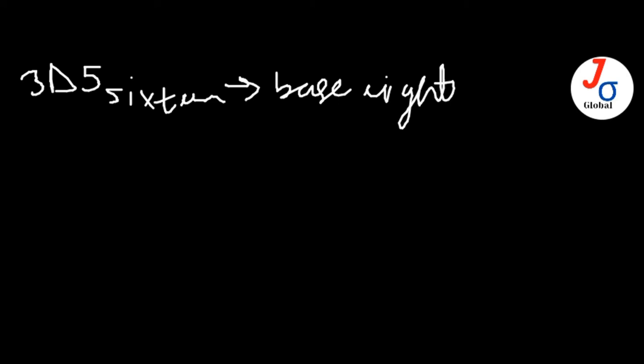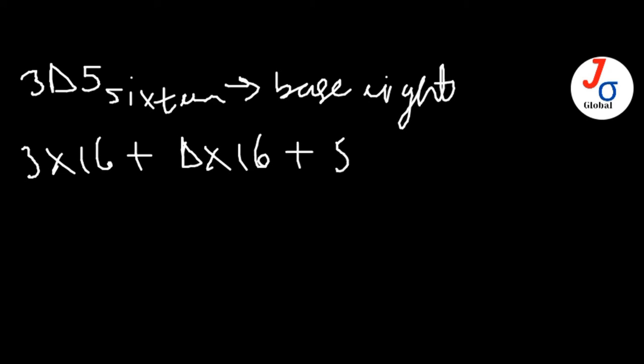So if you are converting from base 16 to base 8, the first thing to do is to convert from base 16 to base 10 and from base 10 to base 8. So let's convert from base 16 to base 10. So you have 3 times 16 plus D times 16 plus 5 times 16. So I'm going to give power to the bases from the right: 0, 1, and 2.